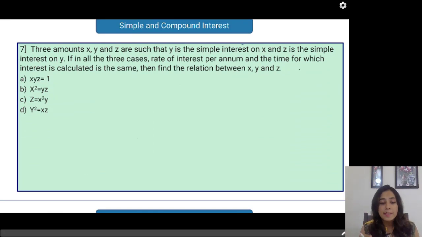Three amounts X, Y and Z are such that Y is the simple interest on X and Z is the simple interest on Y. If in all the three cases, the rate of interest per annum and the time for which interest is calculated is the same, then find the relation between X, Y and Z. So guys, your time starts now. A little hint, I have included the options because you have to use these particular options in order to get your correct answer. So guys, get started.